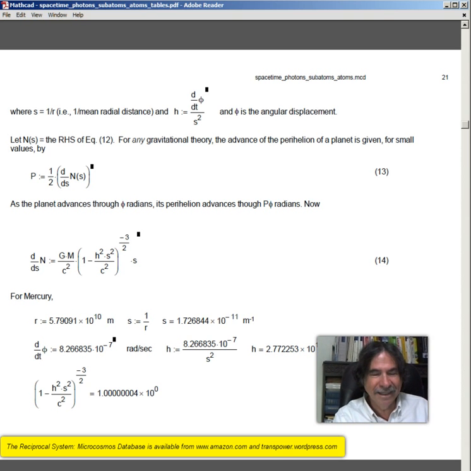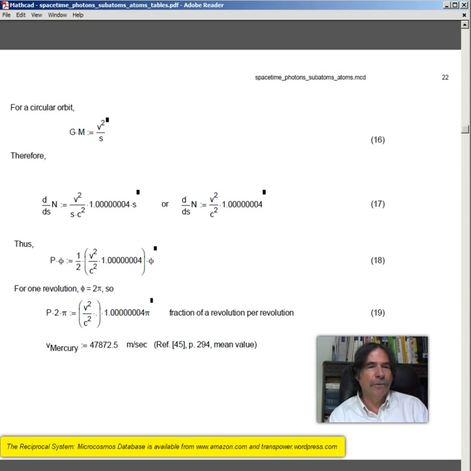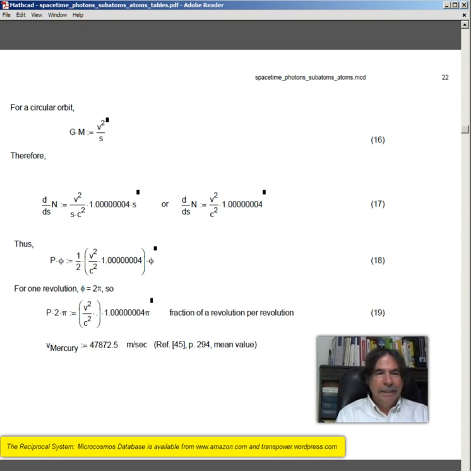You can see that. Now, for a circular orbit, G times m equals v squared over s, and therefore dn by ds is going to be v squared over s times c squared times that factor from the previous page, 1.00000004 times s. And then we get p times phi, and for one revolution, phi equals 2 times pi. So p times 2 times pi is equal to v squared over c squared times that factor times pi, fraction of the revolution per revolution.